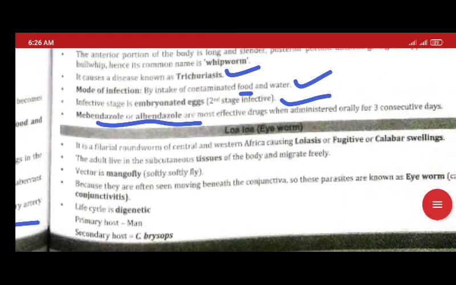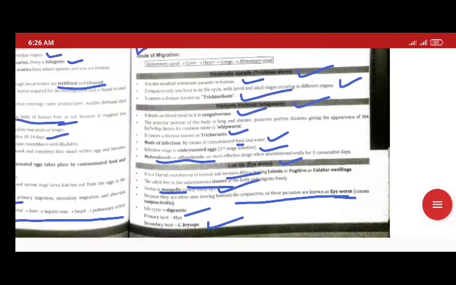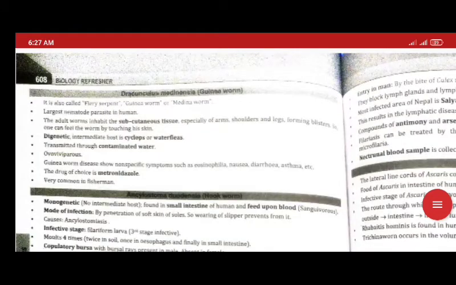Now Loa loa is the eye worm. This is caused by a worm from Western Africa and affects the subcutaneous tissue of the skin. The vector is the mango fly, which causes infection in the conjunctiva of the eye, so it's called the eye worm. The life cycle is digenetic. The primary host is man, and the secondary host is Chrysops.